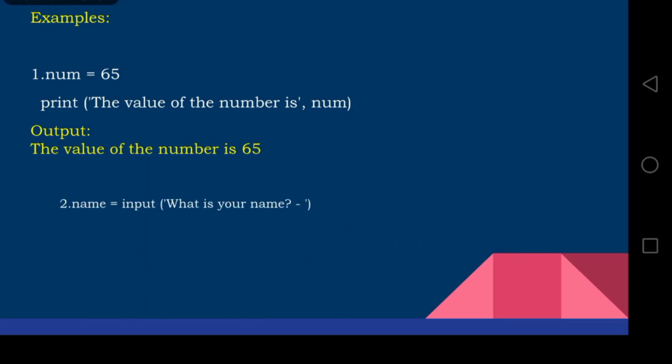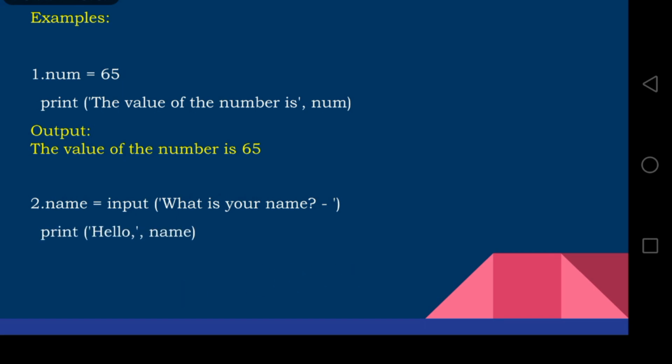Second one, name is equal to input of what is your name. Now this is the input function which is going to get the input from the keyboard. The question is what is your name. So whatever you type from the keyboard will be given to the variable name. Now when I type print hello comma name, hello within the quotes is the string which is printed as it is, and name is what we type through the keyboard. Suppose I type John for the input. Now the answer will be hello John. This is the second example of the print statement.